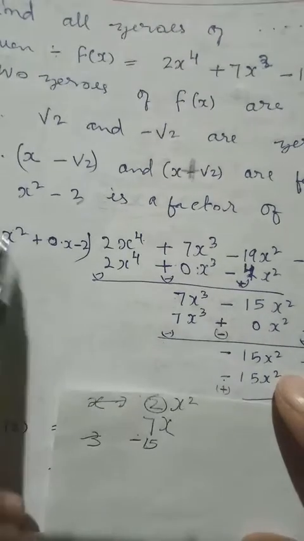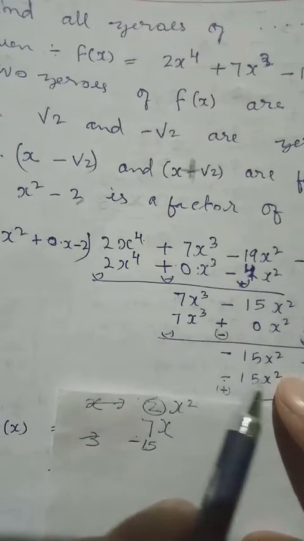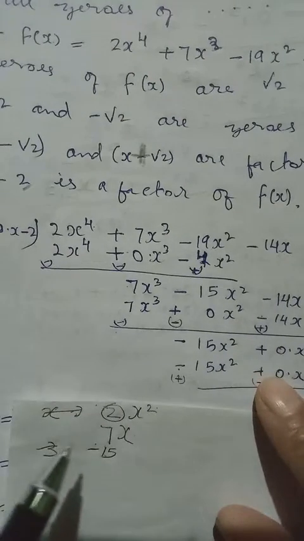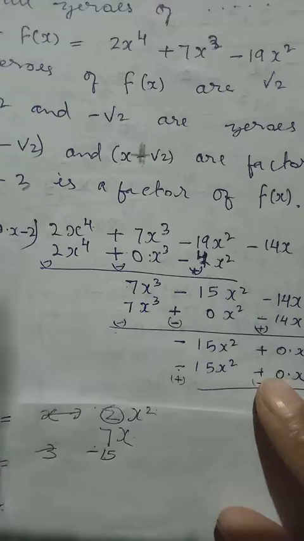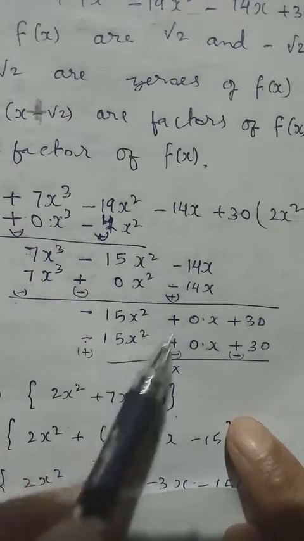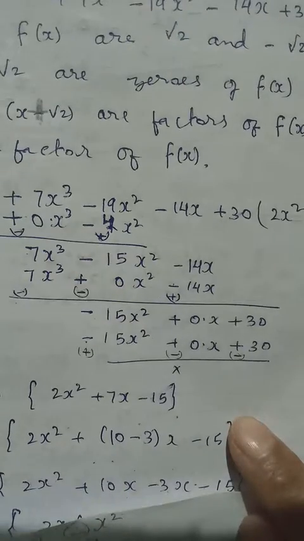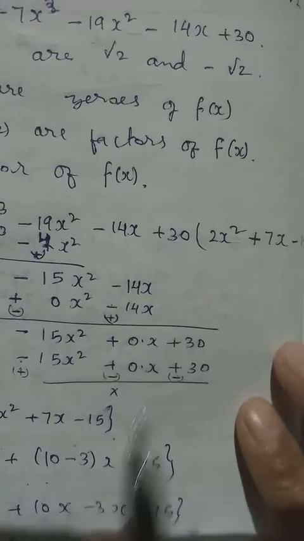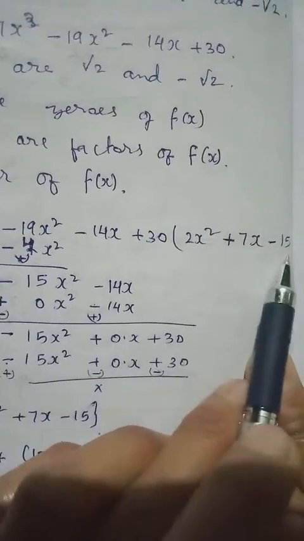So minus 15 into x square will be minus 15x square. Minus 15 into 0 will be 0. Minus into minus will be plus. 2 into 15 will be 30. So now we get the remainder equal 0. So now the two values of x we already get. The other 2 we can get from here.